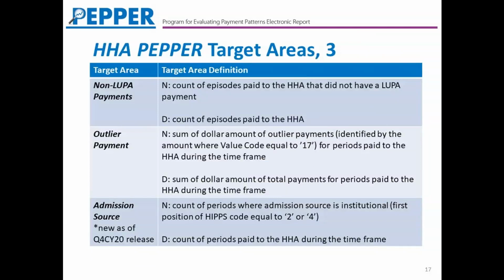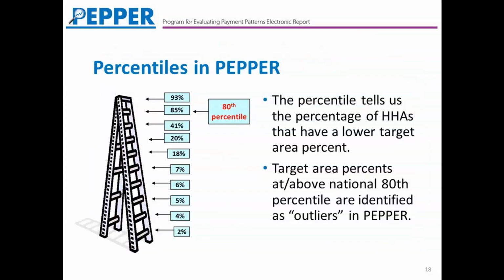So that is a list of the target areas, and we'll see how those are listed and defined in the actual PEPPER as well. So we've talked a little bit about percentiles. So how do the percentiles work within the PEPPER? Well, this slide can help us to understand how the percentiles are calculated. The ladder image is a great representation of how we do that. Next to the ladder is a list of the target area percents sorted from highest to lowest.